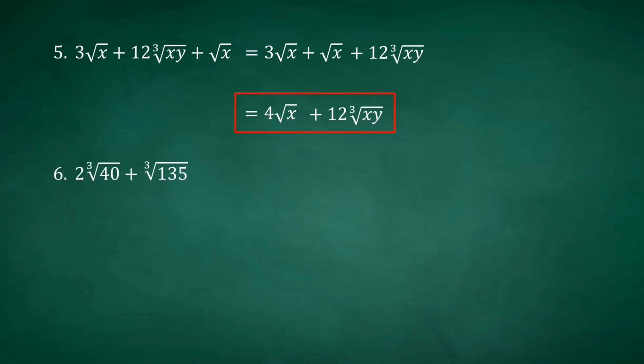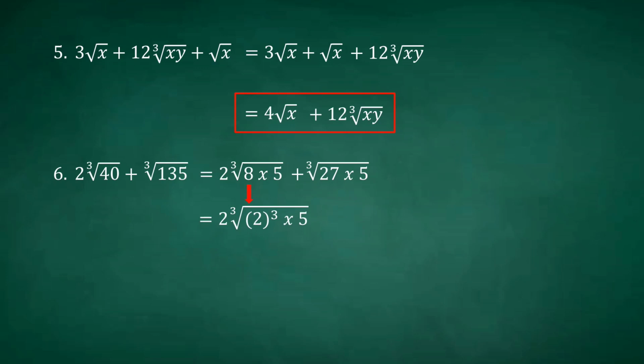Number 6 example. Simplify each radical by identifying perfect cubes. The factors of 40 are 8 and 5. The 2 cube root of 40 becomes 2 cube root of 8 times 5. The factors of 135 are 27 and 5. The cube root of 135 becomes the cube root of 27 times 5.